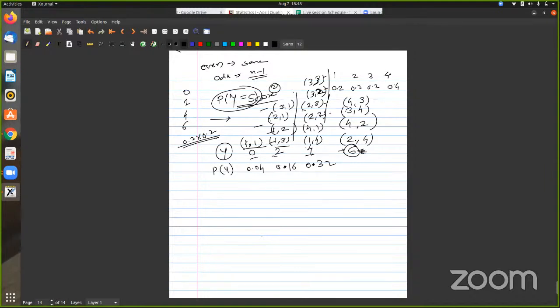So for 6, we again need to calculate the probabilities. So it will be 2 and 4, it's 0.2 and 0.4, 4 and 2 is 0.4 and 0.2, plus 3 and 4, it's 0.2 and 0.4, and 4 and 3, 0.4 and 0.3. So there are 4 cases, so it's 4 times 0.2 and 0.4. It's 0.32.